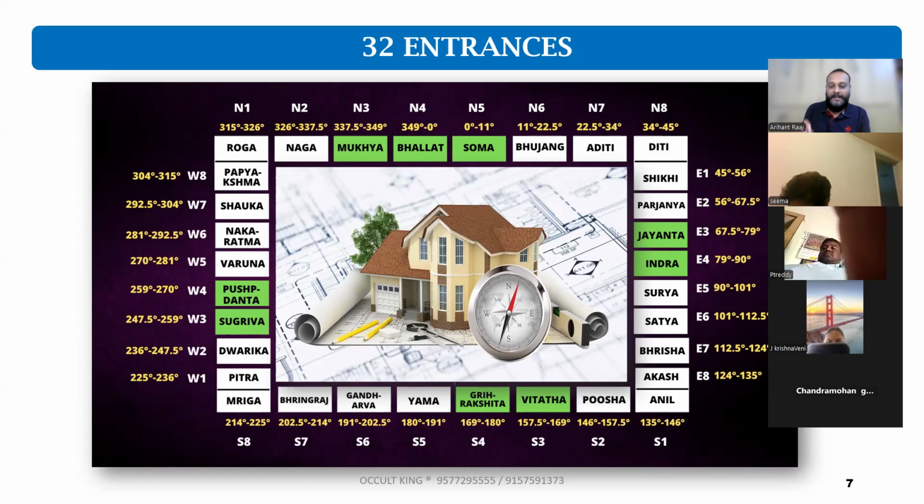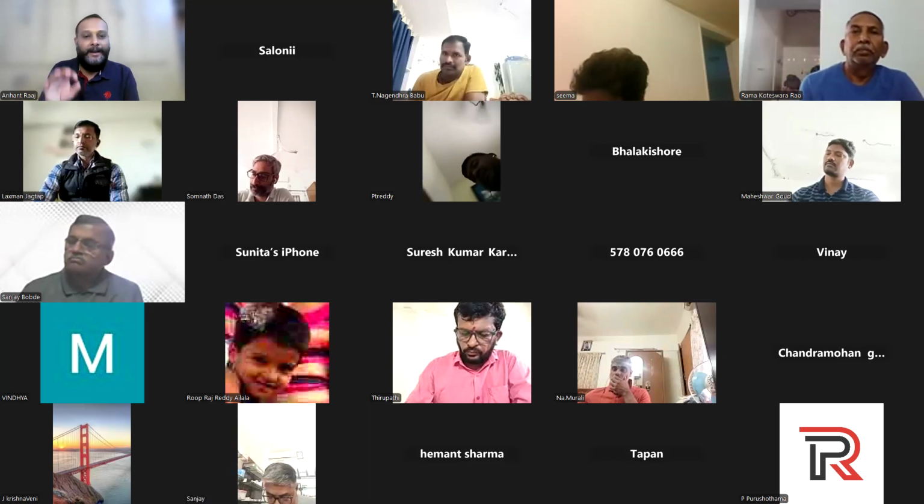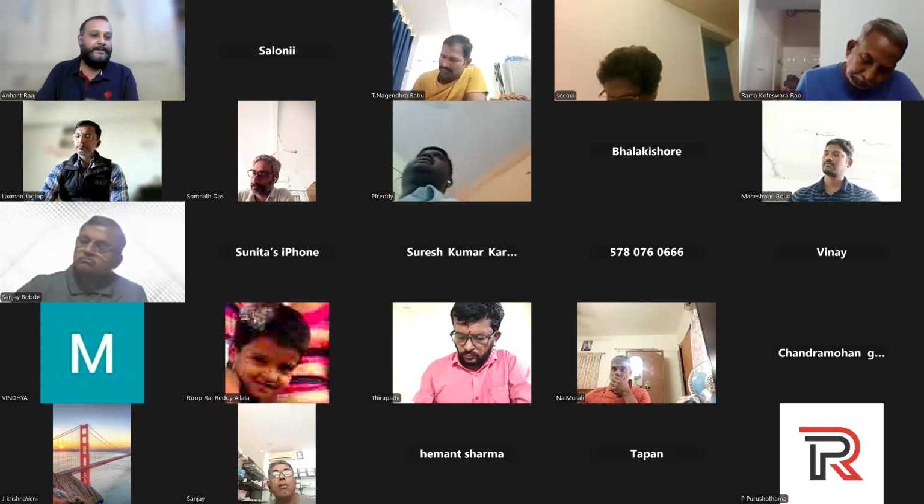Simple. Every direction, you will have 2 good entrances. Rest all the entrances are negative. The 2 good entrances are 3 and 4. For example, in the eastern direction, it is E3, E4. South direction, S3, S4. West direction, W3, W4. North direction, N3 and N4. Other than this, any other entrance means they are negative entrances.